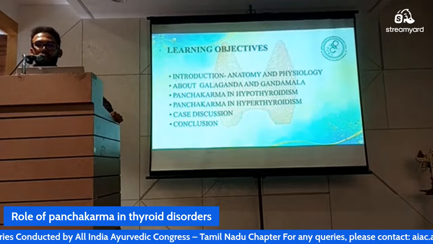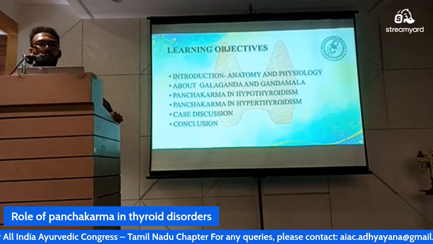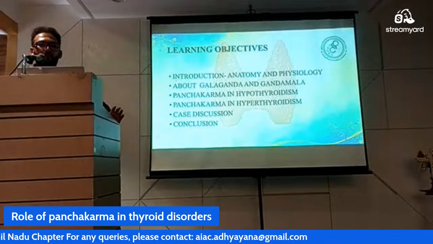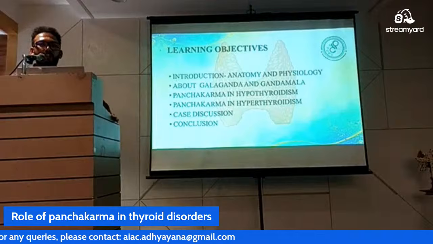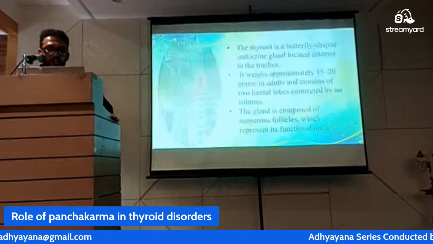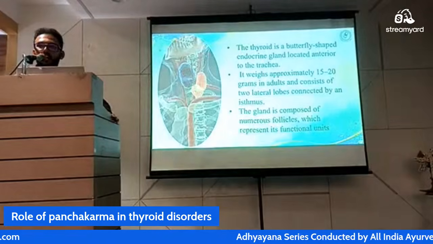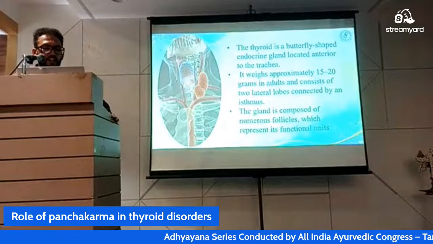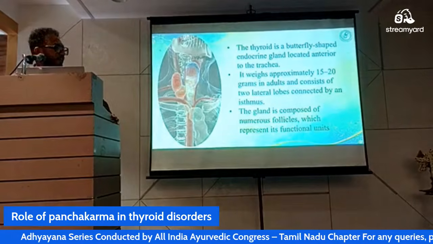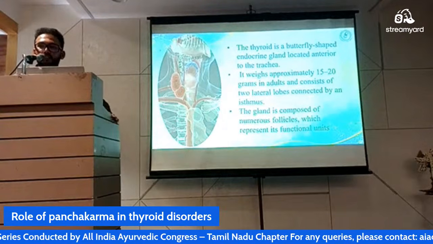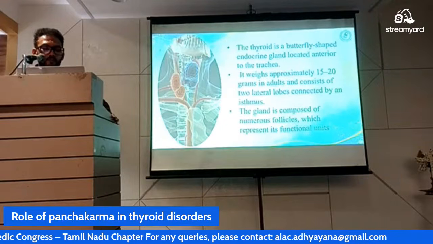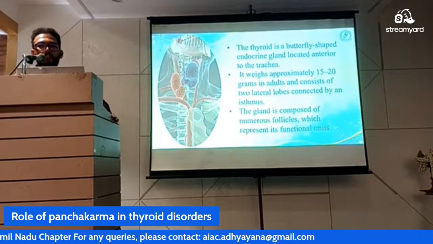But initially we have to understand the anatomical part. I will try to be as brief as possible about it because we are not going to emphasize that, and since we know more about it. So starting, what is the thyroid gland? The thyroid gland is a butterfly-shaped endocrine gland located in the anterior part of the trachea. It weighs approximately 15 to 20 grams in adults and consists of two lateral lobes connected by the isthmus. The gland is composed of numerous follicles, which represent a functional unit.